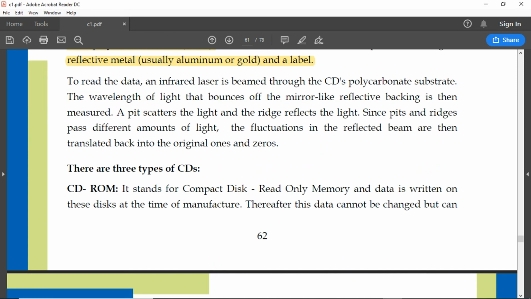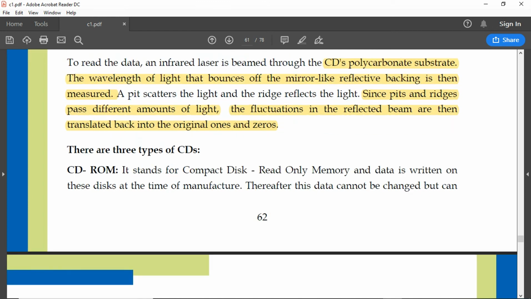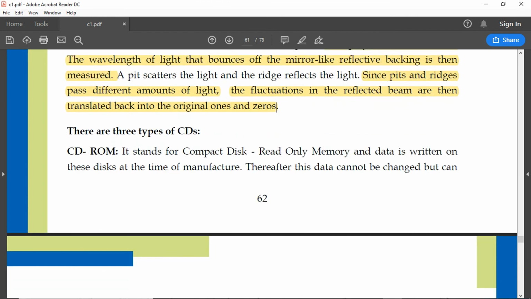To read the data, an infrared laser is beamed through the CD's polycarbonate substrate. The wavelength of light that bounces off the mirror-like reflective backing is then measured. A pit scatters the light and the ridge reflects the light. Since pits and ridges pass different amounts of light, the fluctuations in the reflected beam are then translated back into the original ones and zeros.